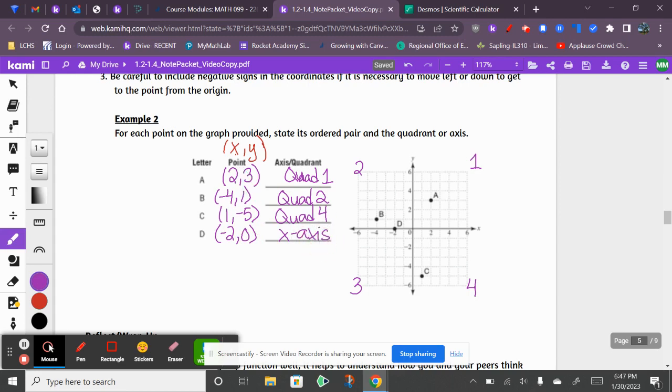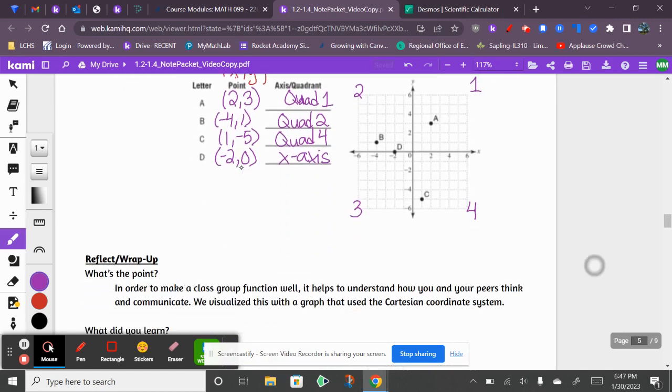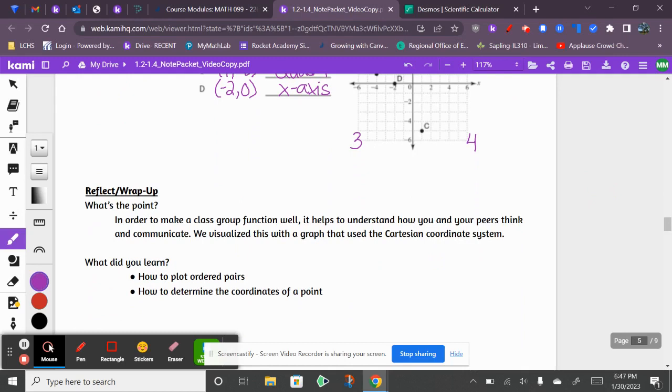Okay, the parts that I skipped over are just more detailed instructions for how we actually went through the examples that we did. This wraps up section 1.2. If you have any questions, let me know.